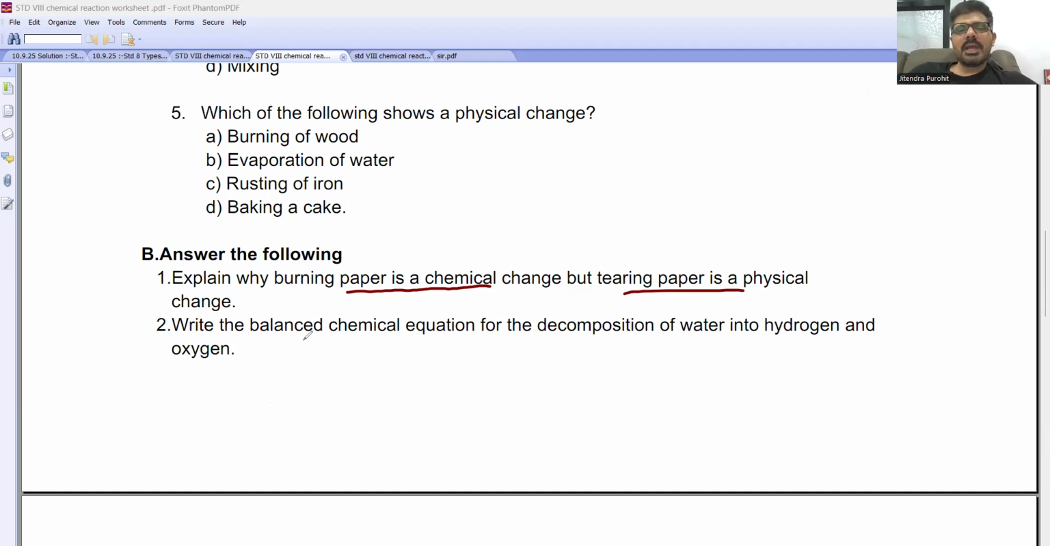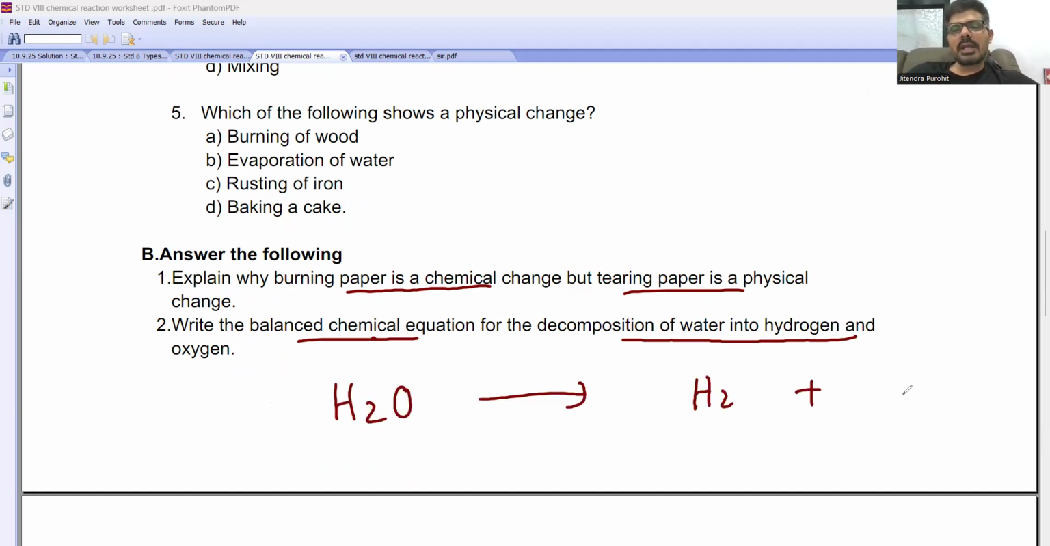Write a balanced equation for decomposition of water into hydrogen, beta. So here you have to be very careful. If you write only water and then if you write this, you'll get a zero, you'll get 0 marks. What you'll have to write on the top here is first acidified water. Why? Because pure water is a bad conductor, and on the arrow you have to write electric current. Are you getting it?